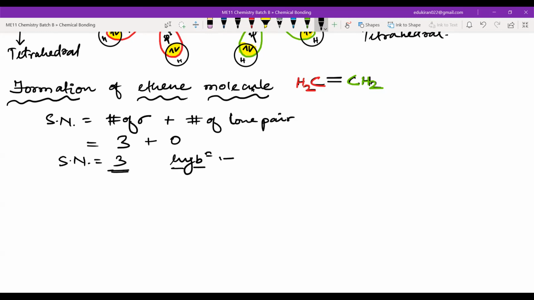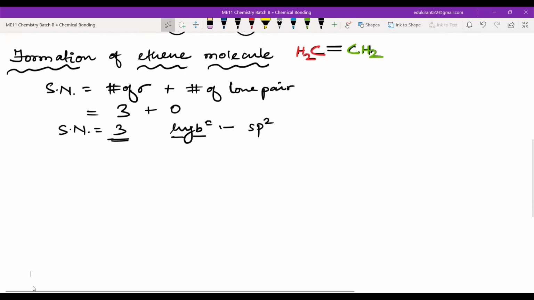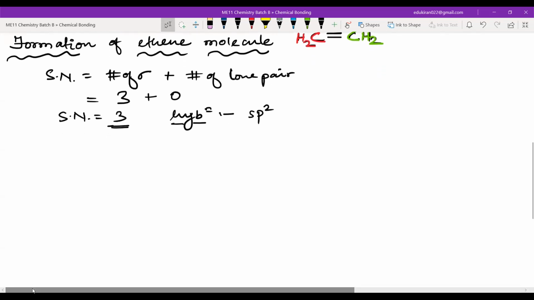Look at the table and tell me the hybridization. Please look at the table, we are saying this because you may not remember. Yes, sp2. Very good. The steric number is 3, so it will be an sp2 carbon. So the hybridization is sp2 for both of them.